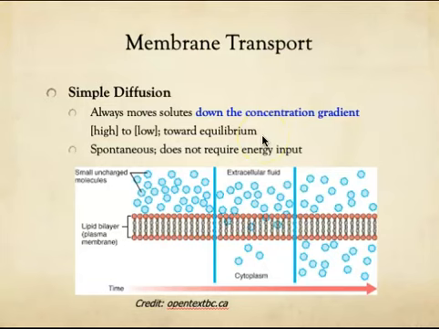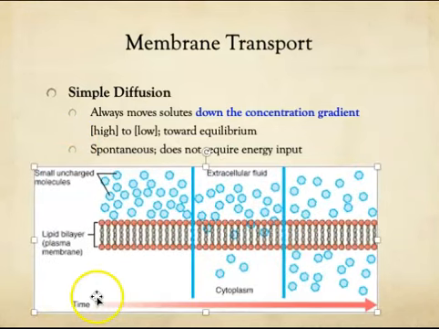Remember, nature abhors a gradient. Nature would like to get rid of all gradients and get things to equilibrium on both sides of the membrane. Simple diffusion is spontaneous. You don't need to add energy to make it happen. The gradient is driving it, and it will continue to happen until equilibrium is reached on both sides of the membrane. Let's take a look at this diagram.